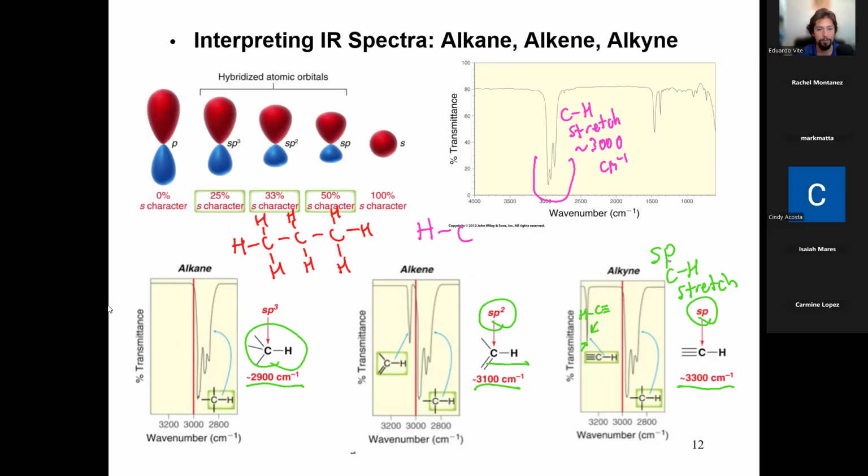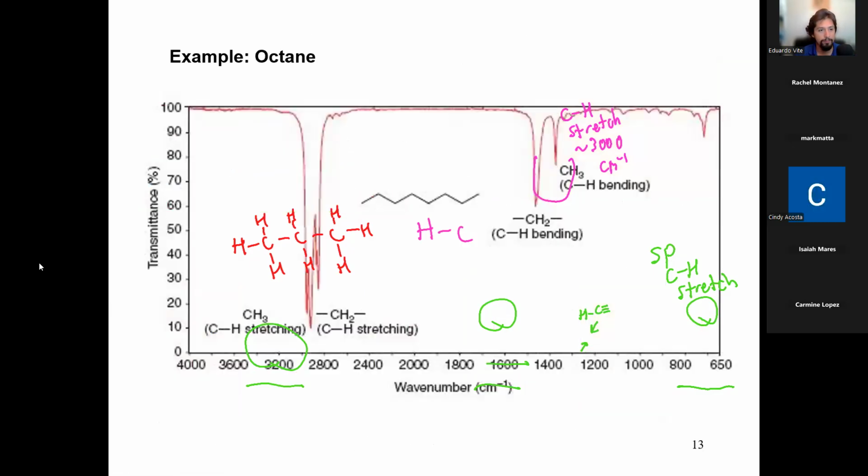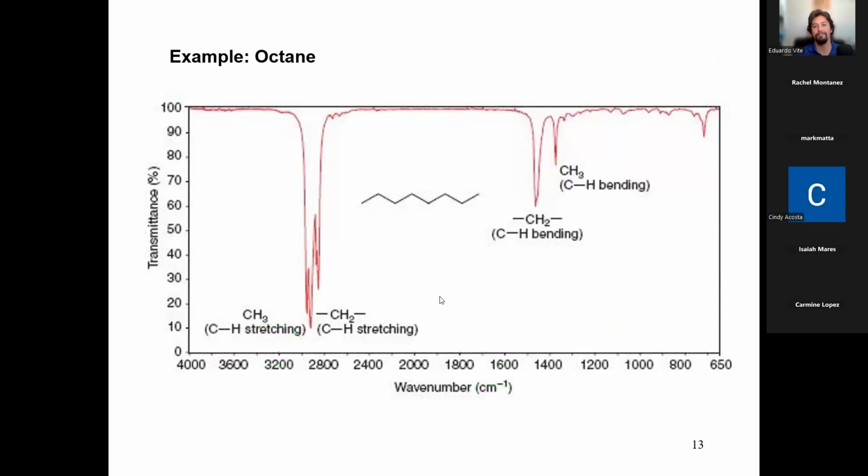So here's a few examples. This is your gasoline right here, octane. Octane, high octane gas, right? A lot of carbons, a lot of bonds to break, a lot of energy being stored. It's just CH. There's nothing else. So the only thing you should ever expect to see for octane are CC stretches and CH stretches.